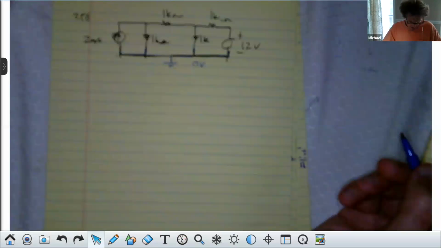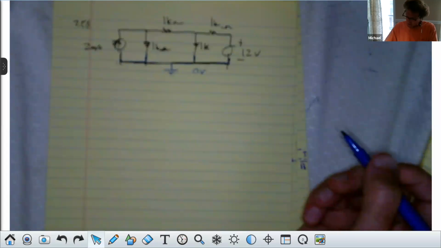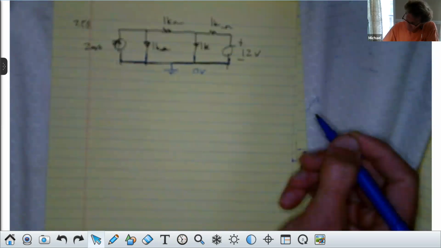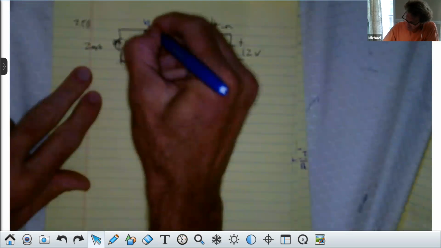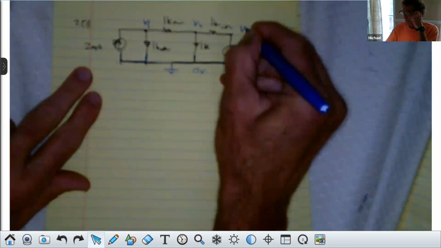Now, the next thing they have for 250 is V1, V2, and V3. You see how they have V1 here, then here V2, and then V3. You all see that, class?